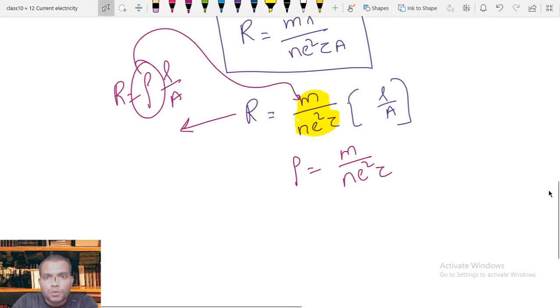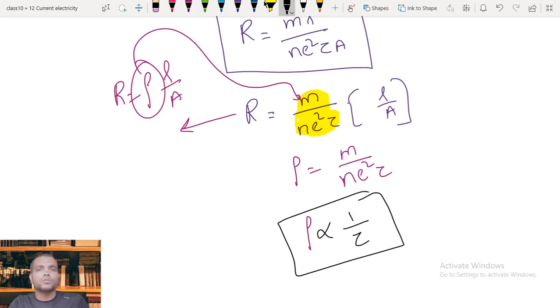Now the resistivity purely depends upon which of the factors? Among these, m, mass of electron, is constant, and e, charge of electron, is also constant, and n, the electron density, the number of electrons in the given conductor, is also constant. But rho is inversely proportional to tau. So this is very important, which I am going to discuss today: rho, resistivity, is inversely proportional to tau.